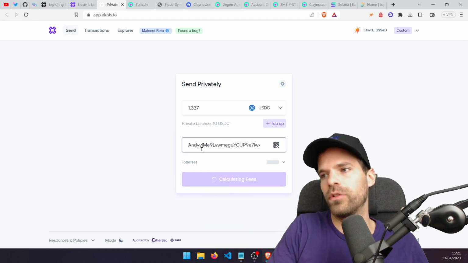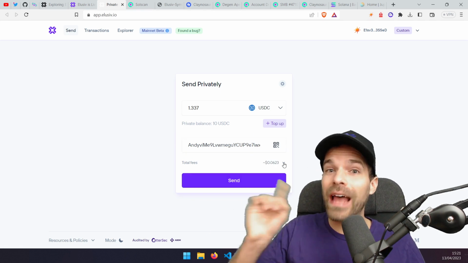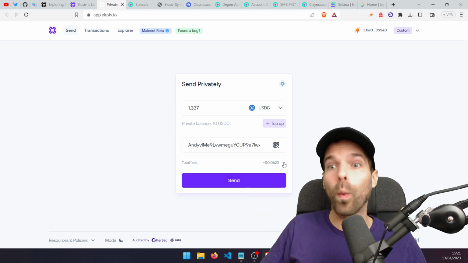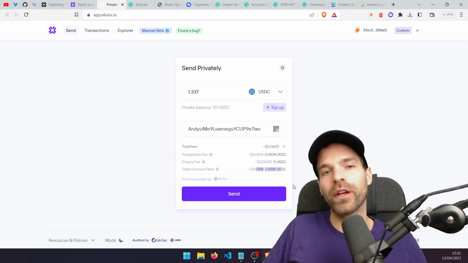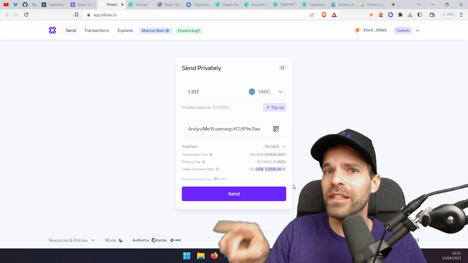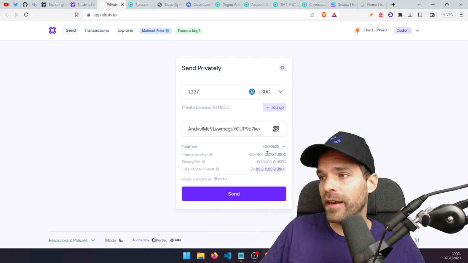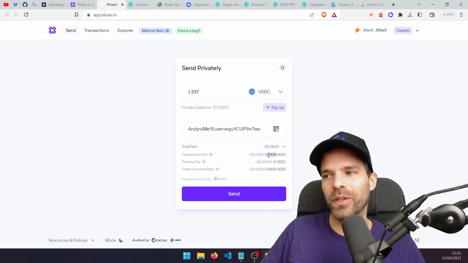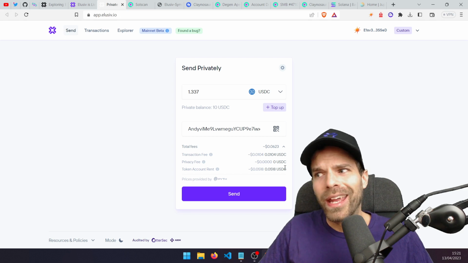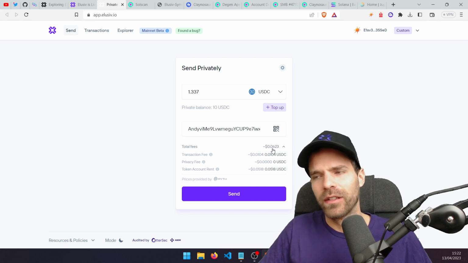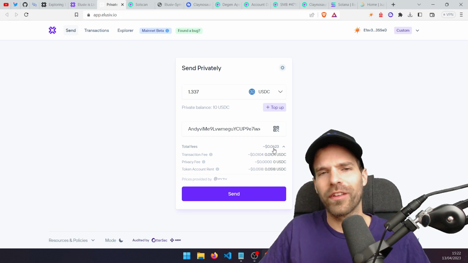Let's send 1.337 to Andy. Calculating fees. Now, this time I pay more fees. Why? Well, because they need to create a token account. And that's just because the receiver didn't have a token account yet. If the receiver had a token account, then I would just pay that transaction fee, which is at 1 cent, and 5 cents I pay for the token account. And I would say that's okay. I can afford to pay about 6 cents for this transaction.